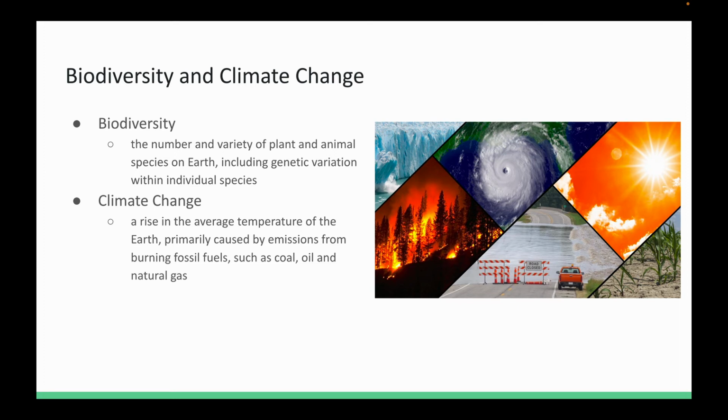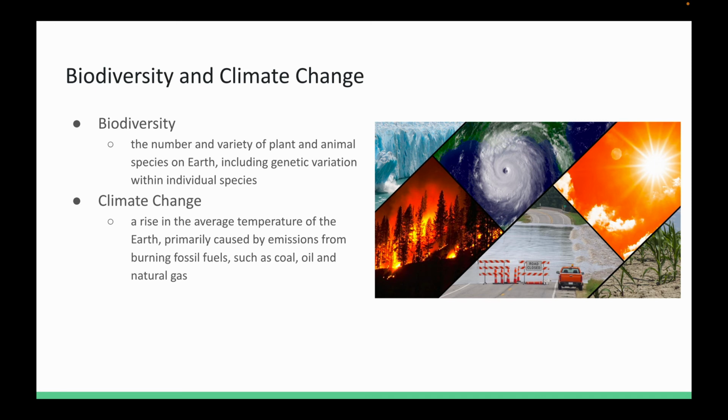The image that you see here could be argued that these images are the result of climate change. Climate change is a rise in the average temperature of the Earth and is primarily caused by emissions from burning of fossil fuels like coal, oil, and natural gas. So that is contributing to climate change.